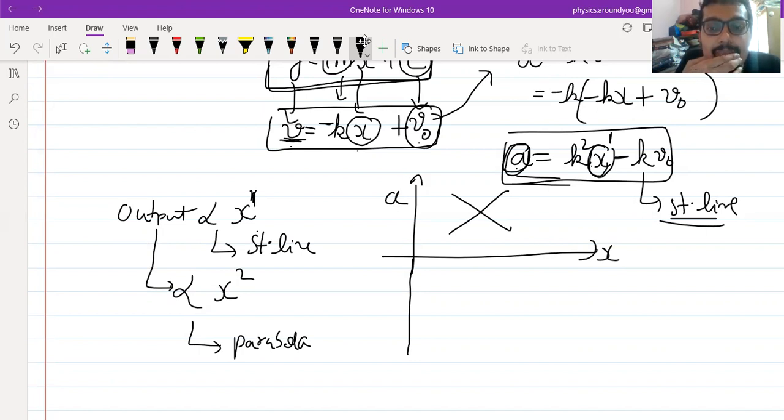Sir, but I have a question, sir. If the acceleration in this case is decreasing, at some point it will be zero, sir. So how can it continue to be a straight line? At some point, what will it be? The x value will be zero, sir.